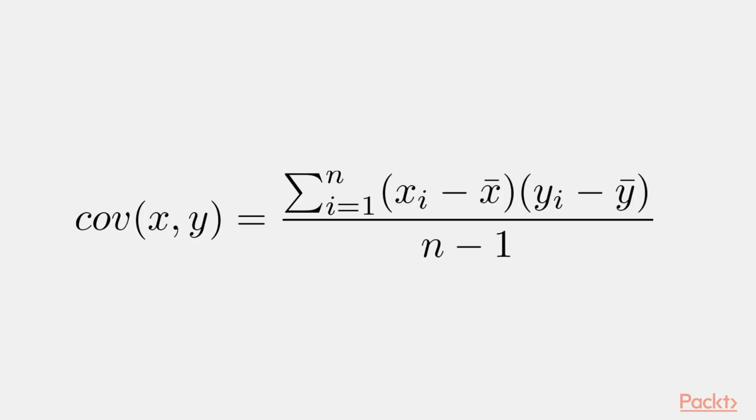Covariance can be calculated using this formula. As with variance, xi is the diameter of the ith training instance, x bar is the mean of the diameters, y bar is the mean of the prices, yi is the price of the ith training instance, and n is the number of training instances.